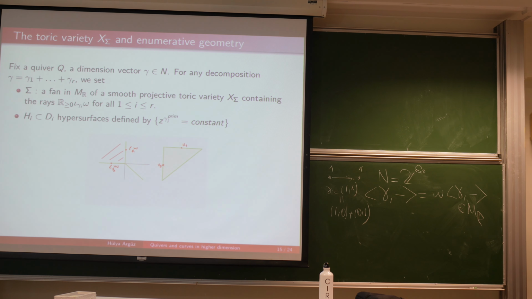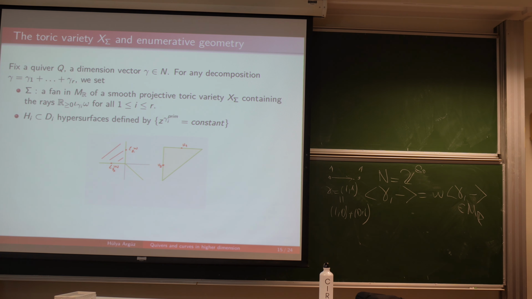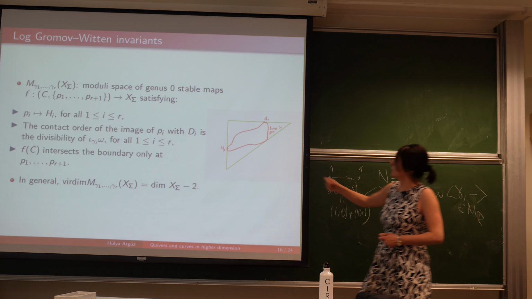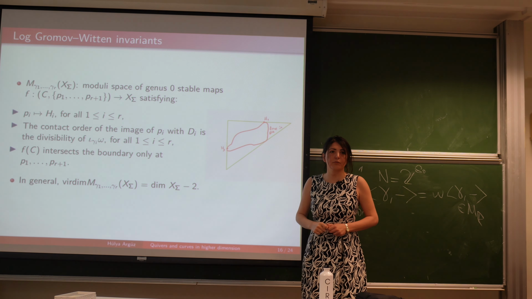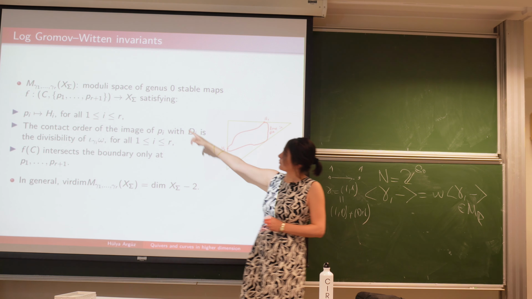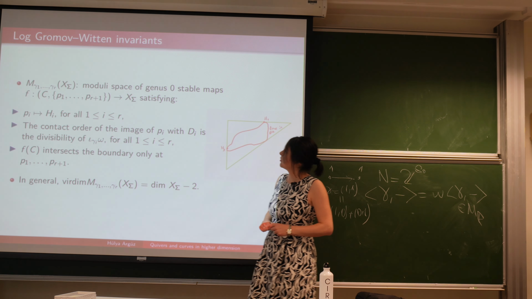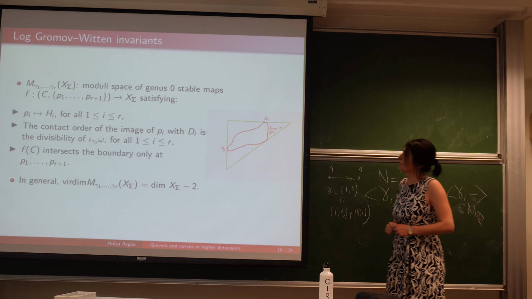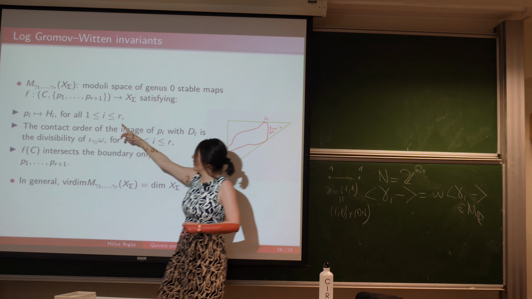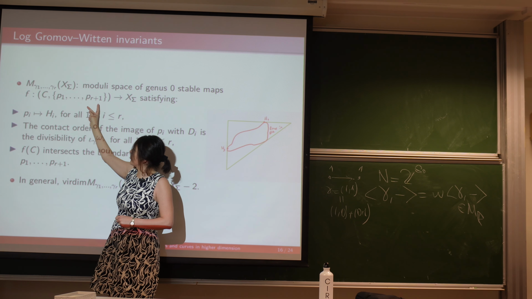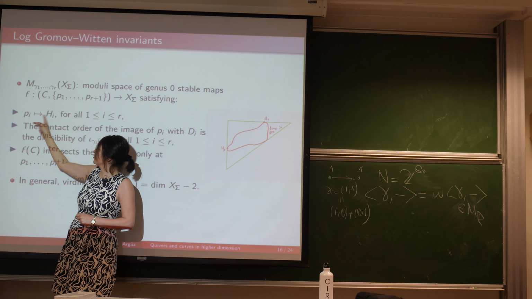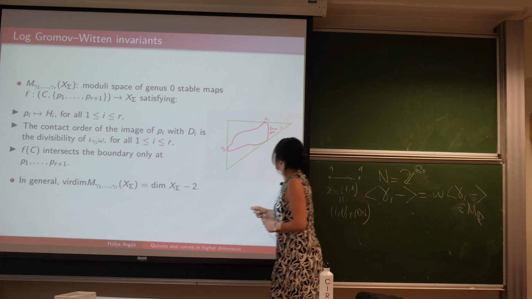So I'm going to define Kerr counts with given tangencies, Kerr counts in your toric variety with given tangencies with respect to these hypersurfaces. So I will define a moduli space which I denote by M gamma 1 to gamma R associated to your toric variety, which is a moduli space of genus 0 stable maps to your toric variety. I will take R plus 1 pointed stable maps, and I want to impose on the first R points the condition that they should map to HI on the toric boundary.